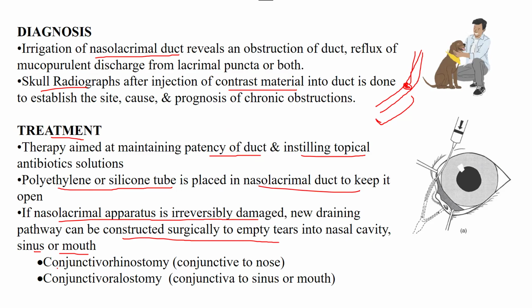One is conjunctivorhinostomy, that is connecting conjunctiva to nose, or conjunctivorhallostomy, that is conjunctiva to sinus or mouth. So you need to remember these names for the paper point of view. These are important, that is how you can surgically create a new draining pathway, a new track. So these are the treatment options that you can opt for this situation.